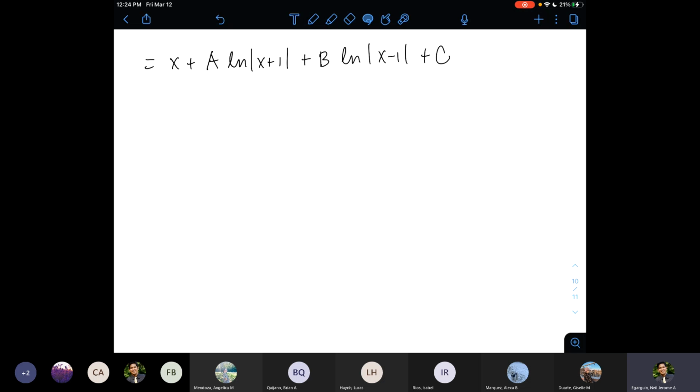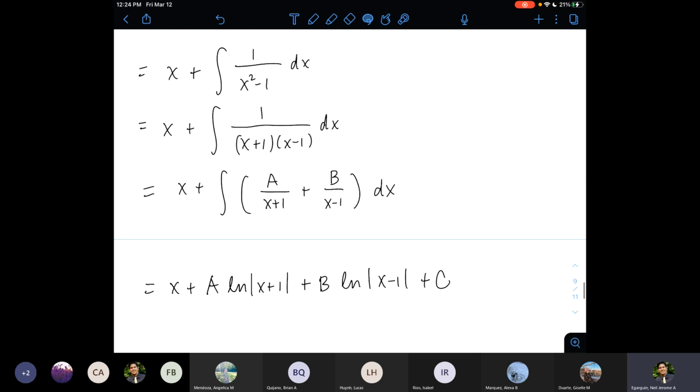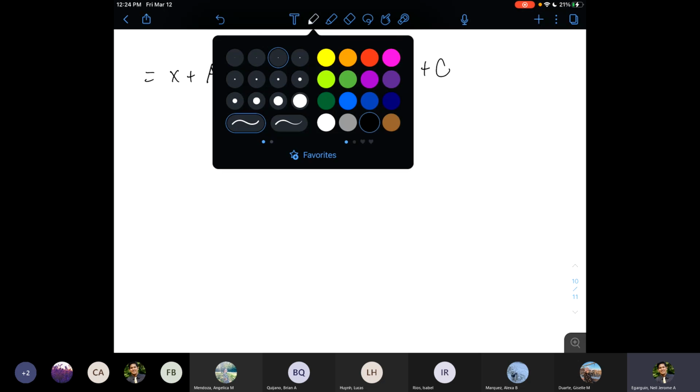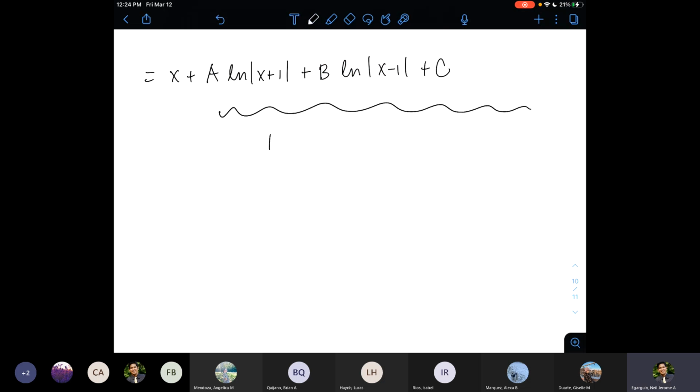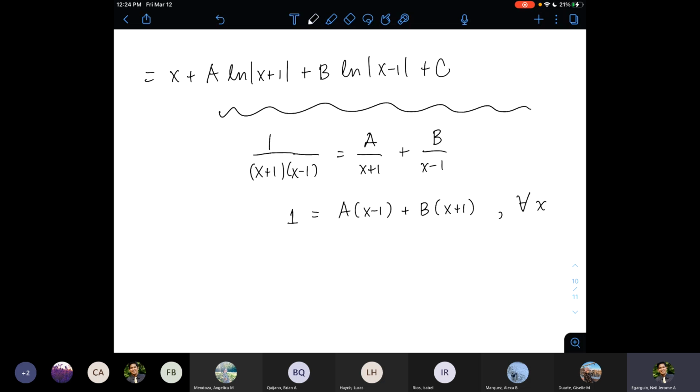Okay. Now we're done with all the calculus steps. So what remains to be done here is to solve for the values of a and b. Now remember what do we have here? We have 1 over x plus 1, x minus 1. We decompose it as a over x plus 1 plus b over x minus 1. We do the cross multiplication, so we get 1 equals a times x minus 1 plus b times x plus 1. And this must be true for all x's.